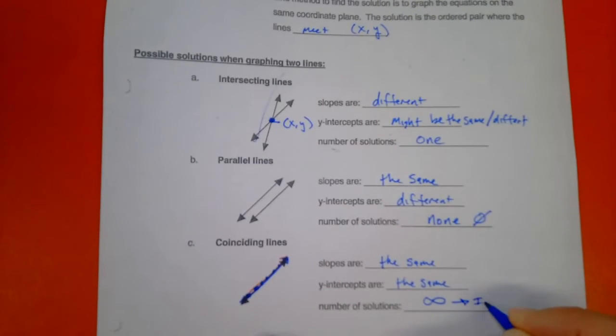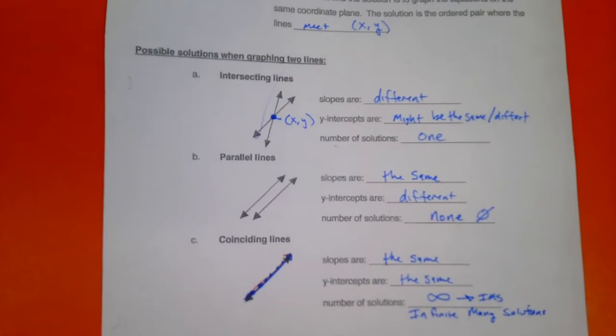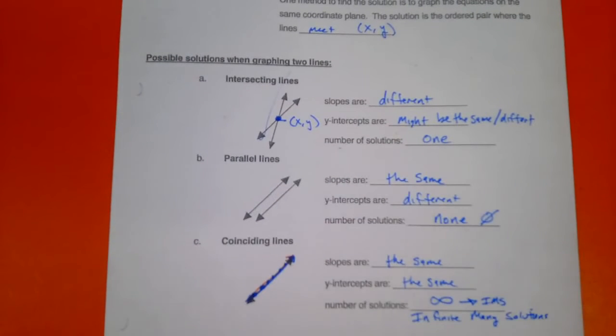So if you want to write IMS, infinitely many solutions, that works too, or the infinity sign works for me. And the solutions will be on whatever that line is. So let's put this in action. Let's see where we can find and solve these systems of equations by graphing and talk about any special cases.